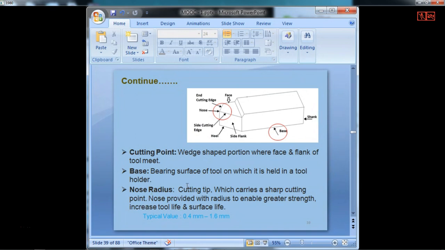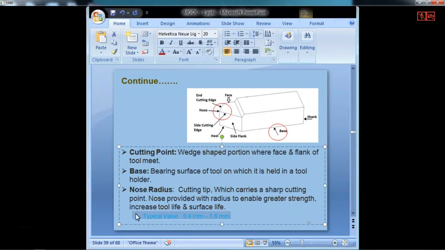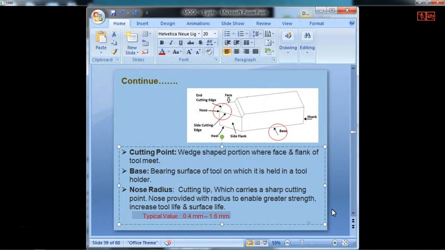Then the nose radius, where we see the nose radius here. That is the cutting tip which carries a sharp cutting point. So nose provides a radius, it can't be straight, so it is a nose radius. Then the typical value of this nose radius can be 0.4 millimeters to 1.6 millimeters. So the smaller the nose radius, we find that the edge becomes blunter. So we need to be careful in selecting the nose radius.